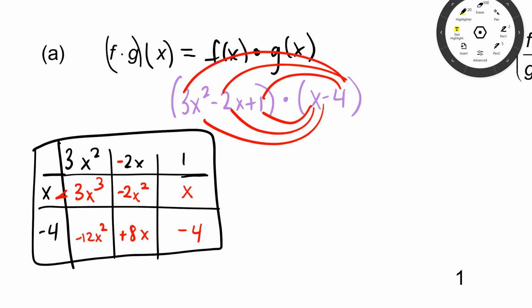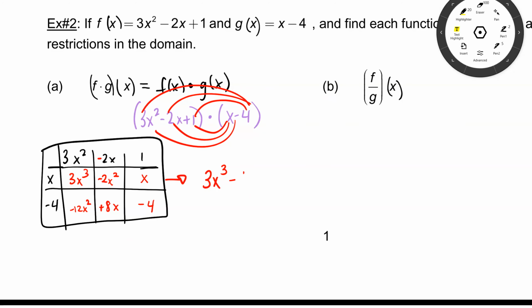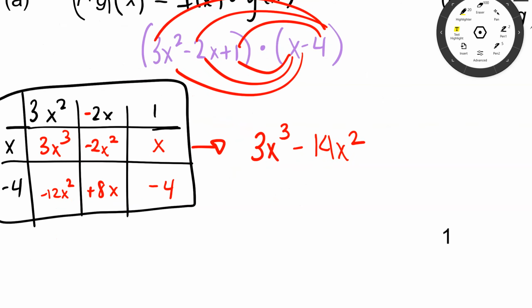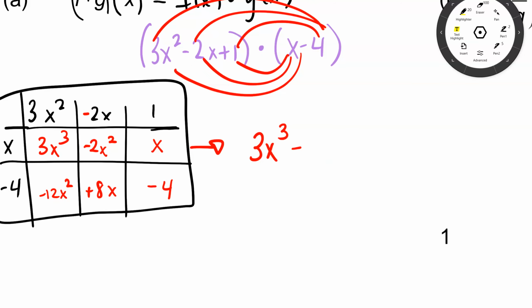Okay, then to rewrite it, I take the, oops. Yeah, I'm not going to erase that. So I have 3x cubed, and then I look for any of the squares. Negative 2x squared, negative 12x squared, so that's negative 14x squared. Is it clear what this box did? It just made multiplying a little easier, so we don't miss anything.